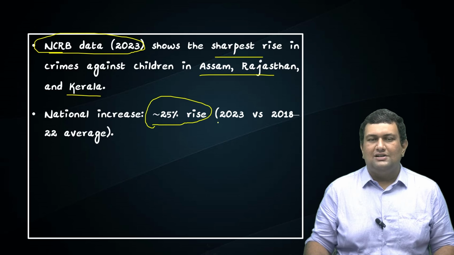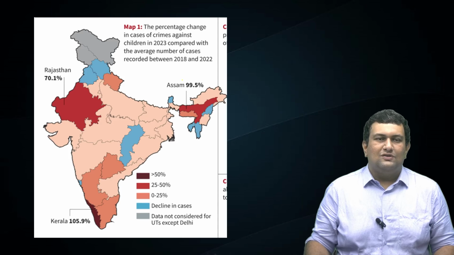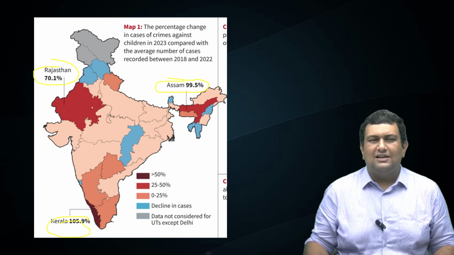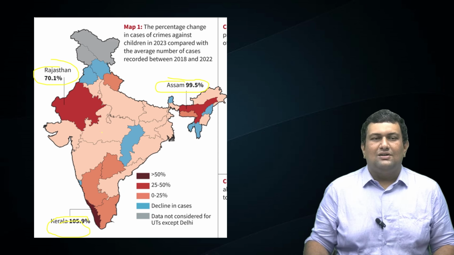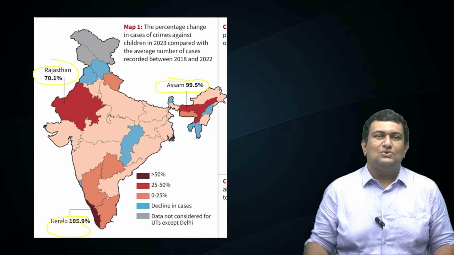That is when comparing the average of 2018 to 22 with 2023. So we will see here the map depicting the percentage increase in the number of cases, especially the cases related to crimes against children. There are three states, that is Rajasthan, Assam, and Kerala, accounting for the highest rise. And there are also states where there is a decline in cases. From a prelims perspective, if you link this with geography, we are supposed to know the states.